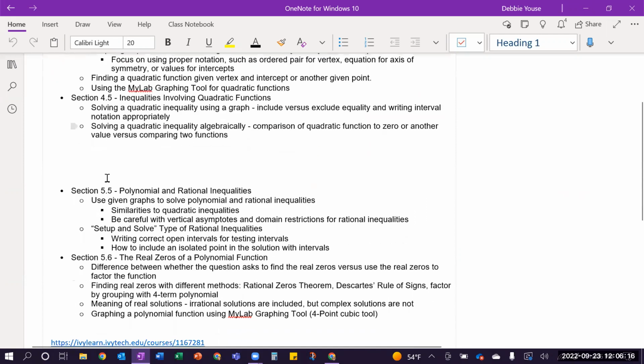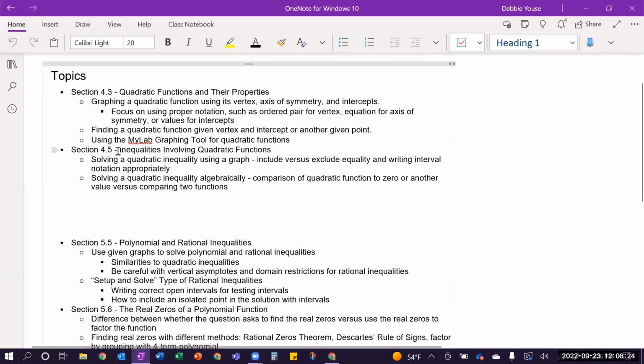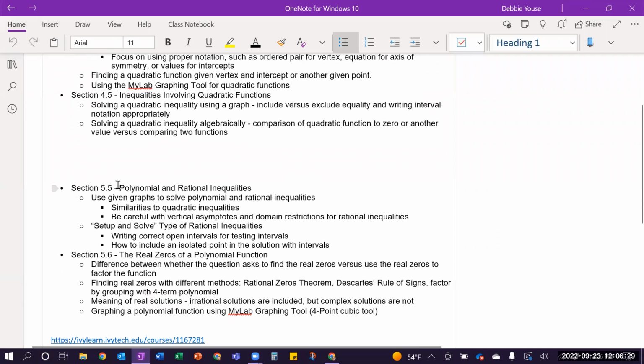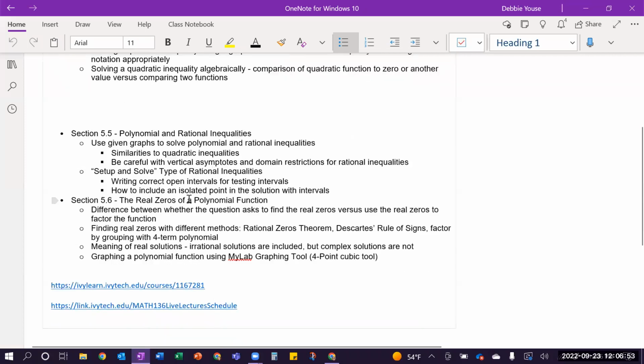And then you can see in section 5.5, it talks about polynomial as well as rational inequalities. So this section 4.5 with inequalities for quadratics specifically is actually quite similar to what you would be doing for polynomial inequalities. But there are some specific things about quadratics that are unique that aren't the same as every other polynomial. So there's some general content here related to that, and then using the graphing tool in MyLab as well. And Wednesday's lecture actually focused a lot on that and a little bit of 5.5 and 5.6.